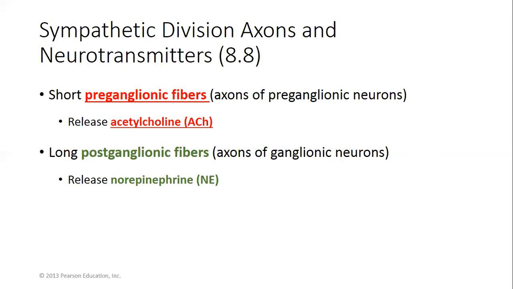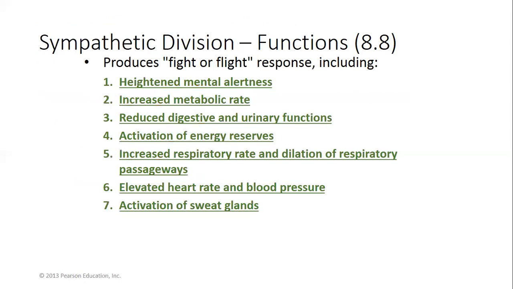So preganglionic fibers, axons, release acetylcholine onto ganglionic cell bodies. There are really long postganglionic axons that release norepinephrine. So the sympathetic nervous system, its end result, basically by using these two neurons, is to release neurotransmitter, norepinephrine, onto the target tissue, the effector tissue, to cause a response. And those responses are basically increases in metabolic rate, increases in heart rate and blood pressure, activation of sweat glands. So think about your fight or flight response.